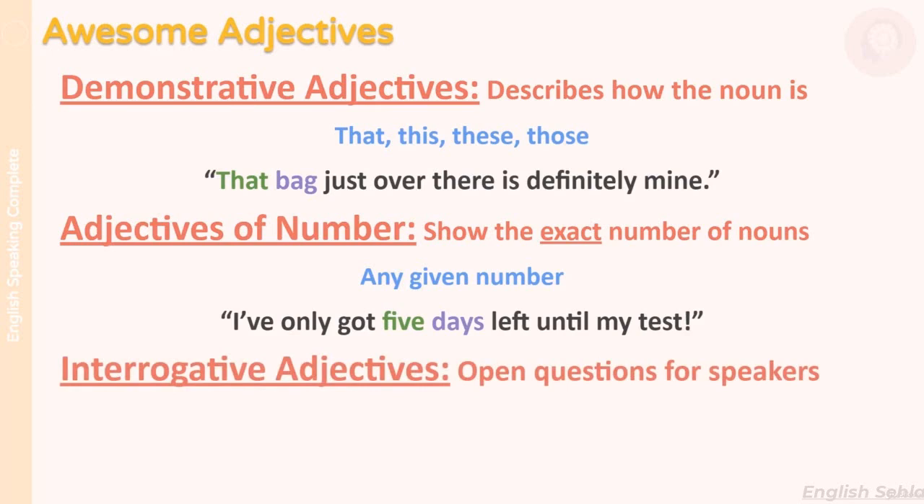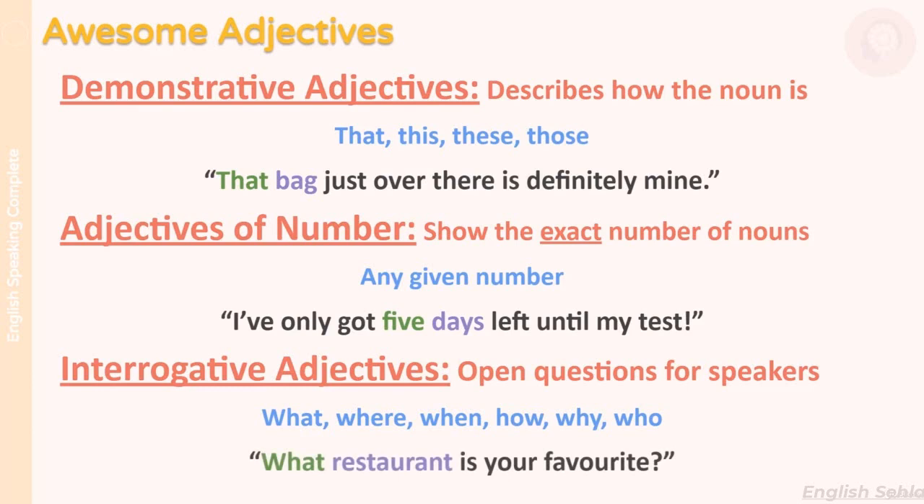Interrogative adjectives, so our final type of adjectives. And these are really question openers that we can use when asking questions. What, where, when, how, why, and who. So really useful words there, and they can open questions. When they're next to the noun, they become interrogative adjectives as you can see in this example.